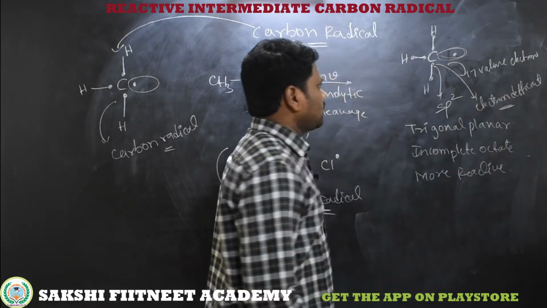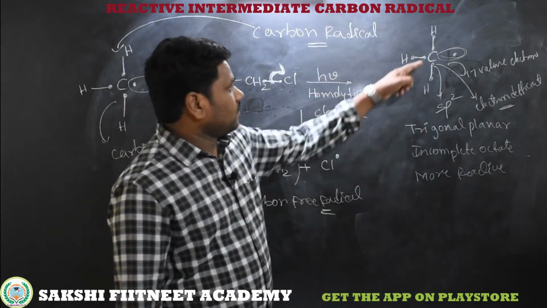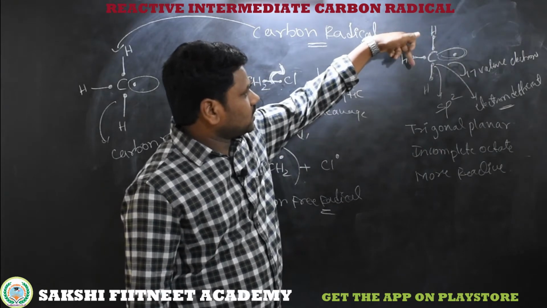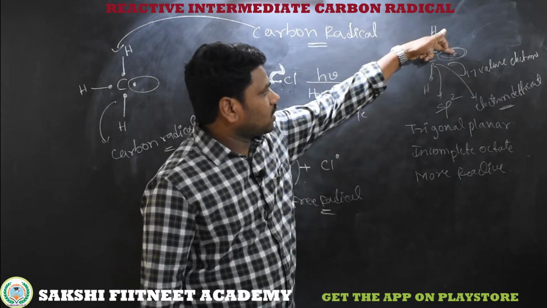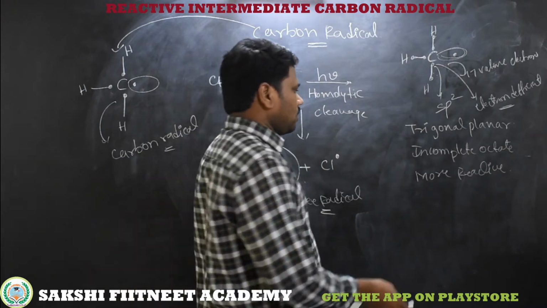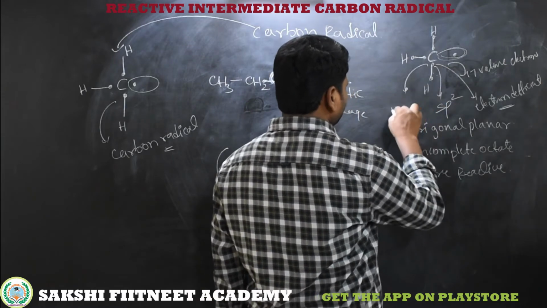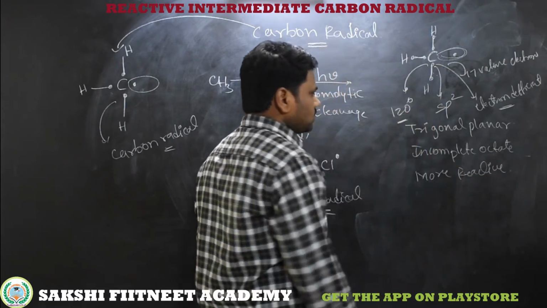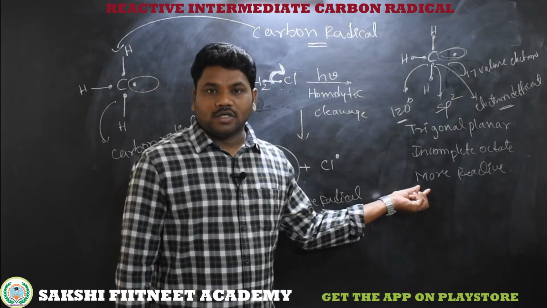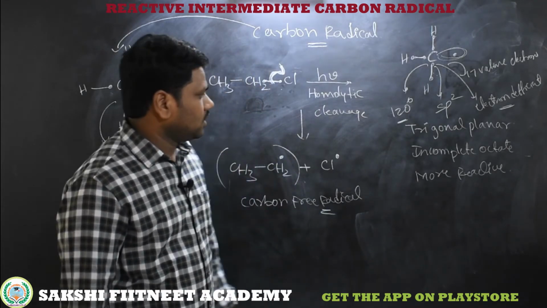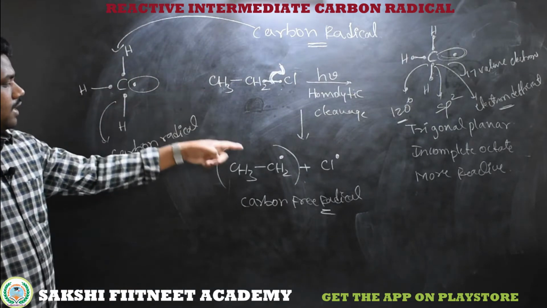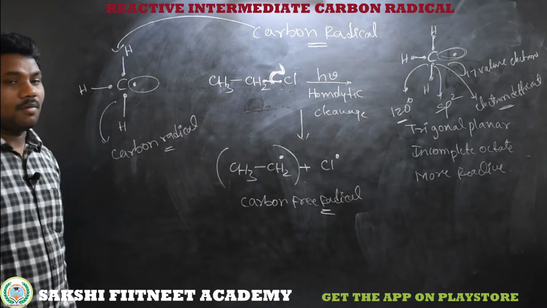So these are the common properties of carbon radical. We have a total of 7 valence electrons. See here 2, 4, 6. These 6 exist as 3 bond pairs, and we have 1 unpaired electron. Hybridization is sp2. Geometry is trigonal planar. And what about the bond angle? The bond angle is 120 degrees. Incomplete octet acts as a more reactive intermediate. So simple. On homolytic cleavage we will get a carbon radical. These are the properties of carbon radical.